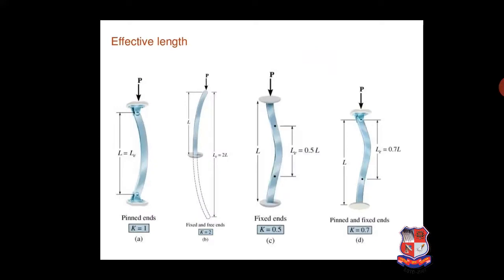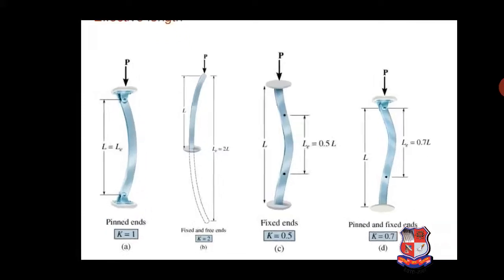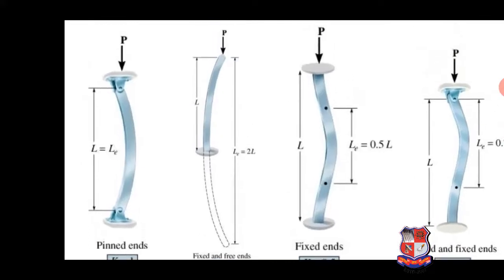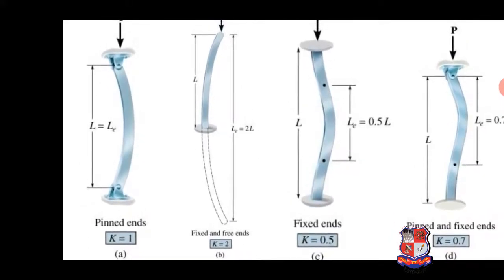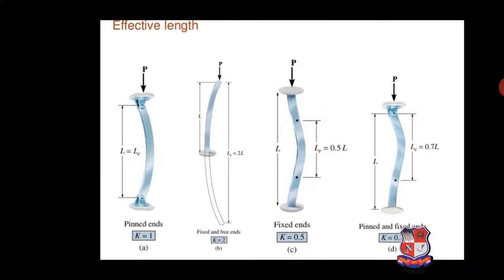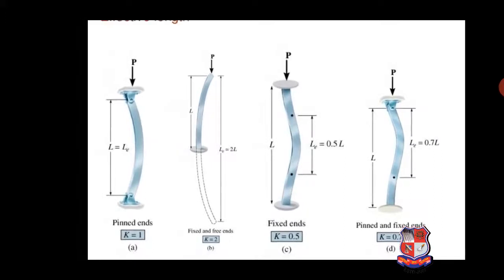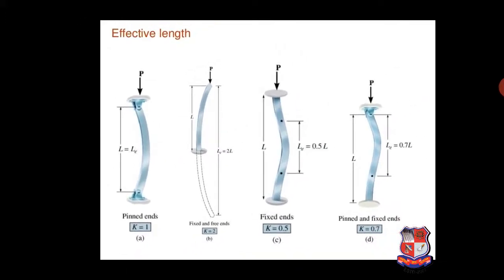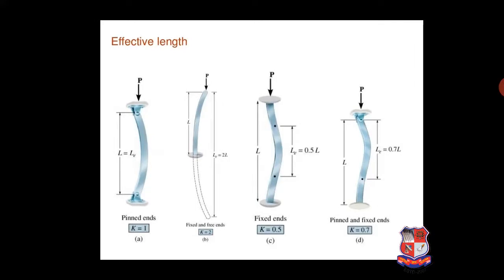First case, when both ends are pinned, the effective length is the same as the original length. Second case, one end fixed and other free, the effective length is 2 times. You can see that in case B, one end fixed and other free, the effective length should be twice the original length. Third case, when both ends are fixed, the effective length is half of the original length. And fourth one is one end pinned and other end fixed, where you can see that K is equal to 0.7 times the original length. So in these 4 ways we can find out the effective length of a column.